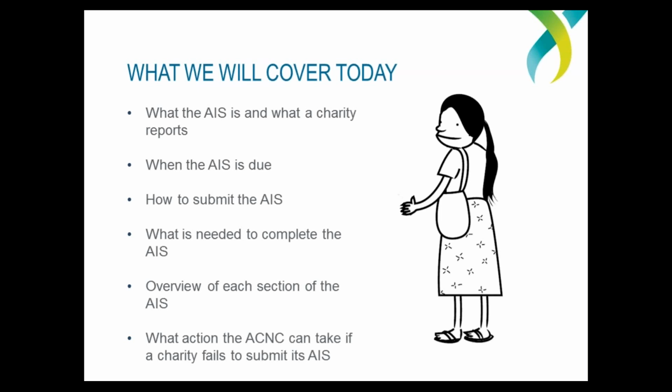Importantly, we'll work through how to submit the AIS through the ACNC's charity portal and the information you'll need on hand to help complete your AIS. We'll provide an overview of each section of the AIS so you know what to expect, as well as highlight common mistakes people make when completing their form, as well as how to avoid them. Finally, we'll detail some of the actions the ACNC can take if a charity fails to submit its AIS.